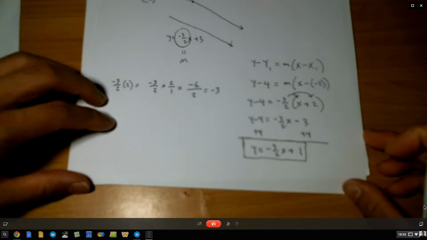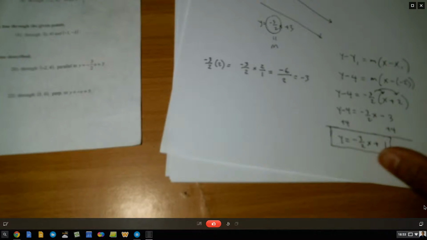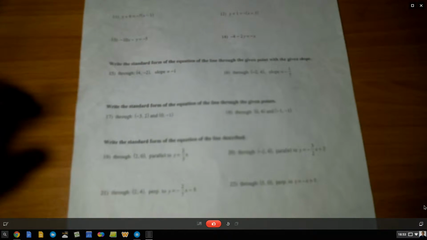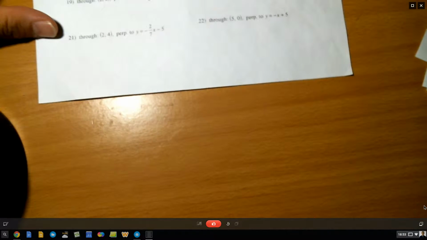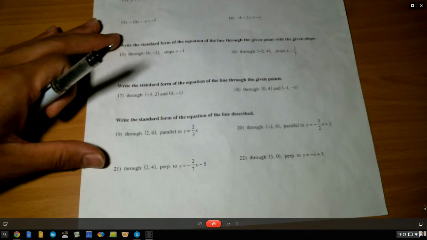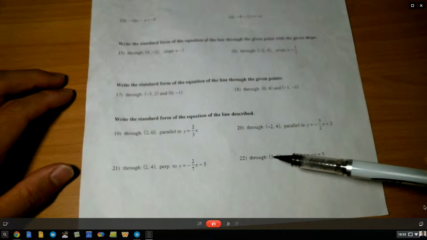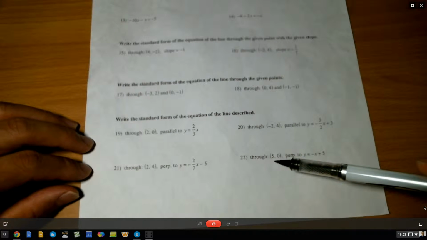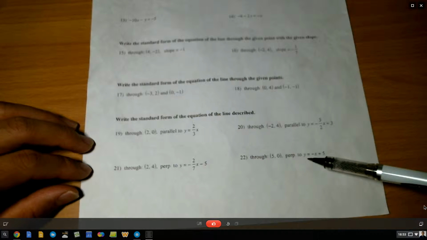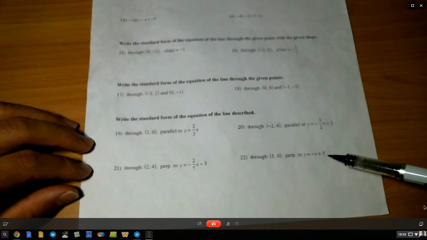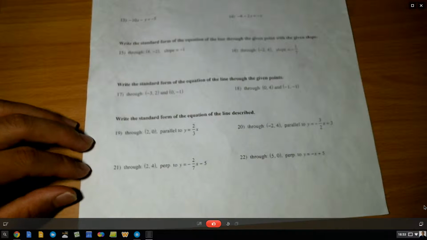So now, next question. It's kind of blurry, so let's see if we can make it better. So now the next question says, number 22. We want to find a line through the point 5, 0, that's a coordinate point, such that it is perpendicular to this other line, y equals -x plus 5. Okay? So, let's start with that again.